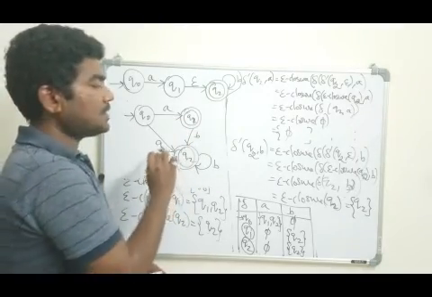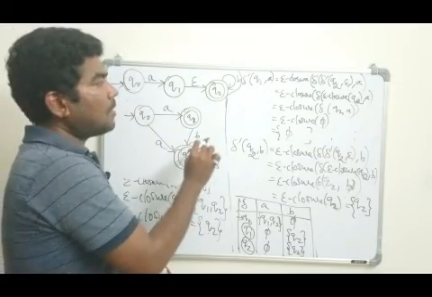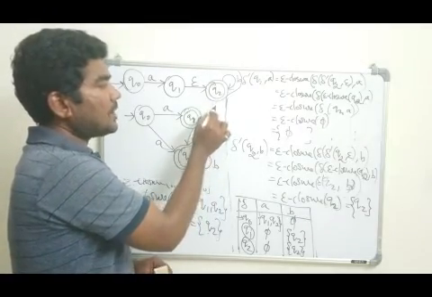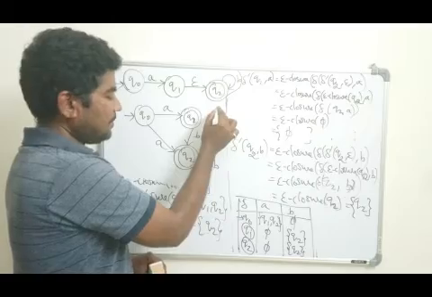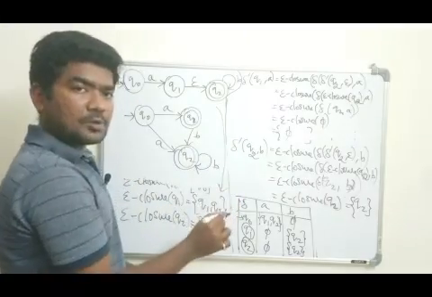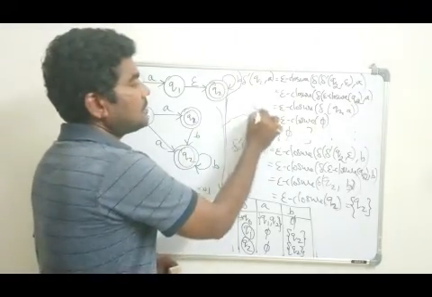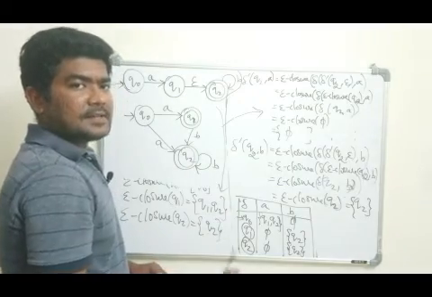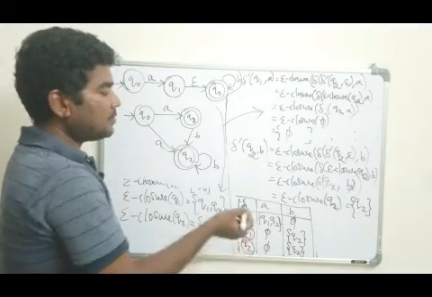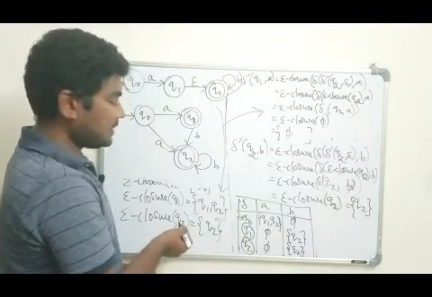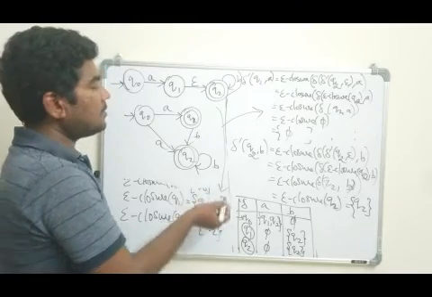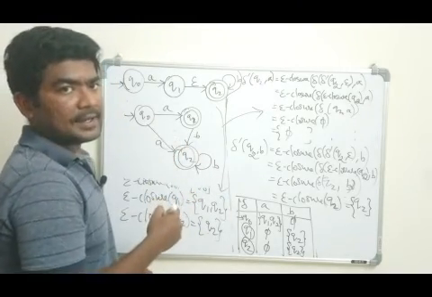I think you have understood this concept. So normally for converting an epsilon NFA to an NFA, the first step is you need to find the epsilon closure. Then you need to generate the extended transition function. Then you need to find the final states by using the epsilon closure. Then you need to draw the transition diagram.